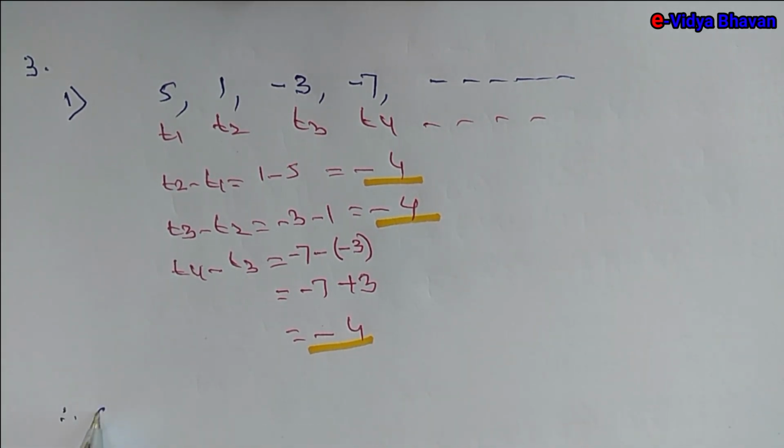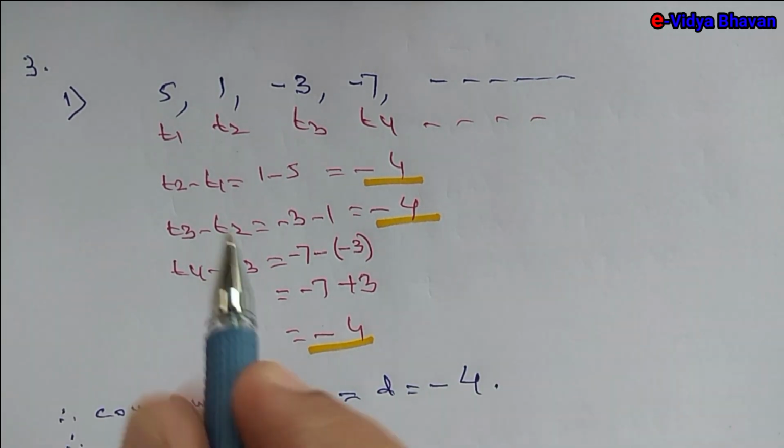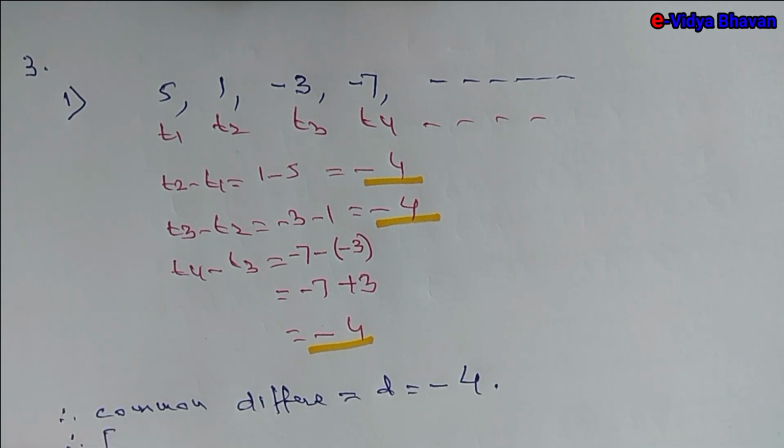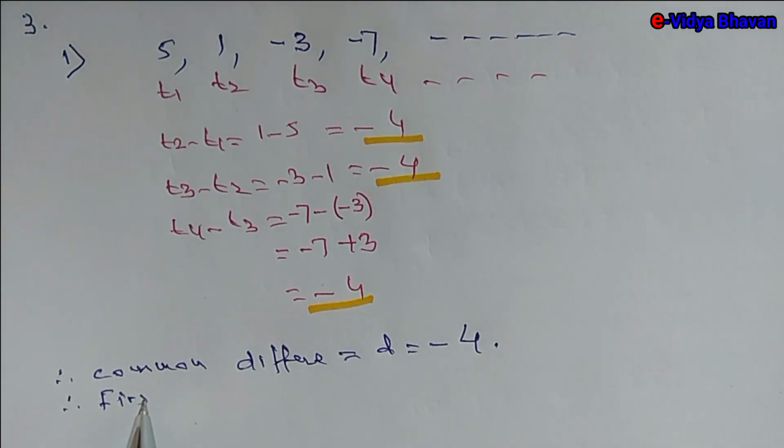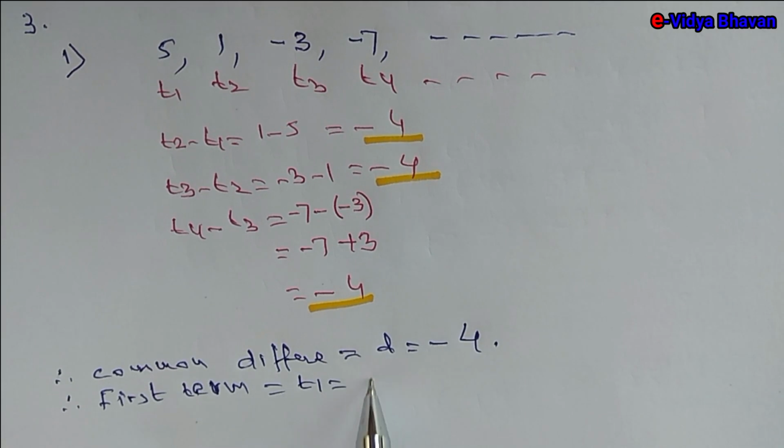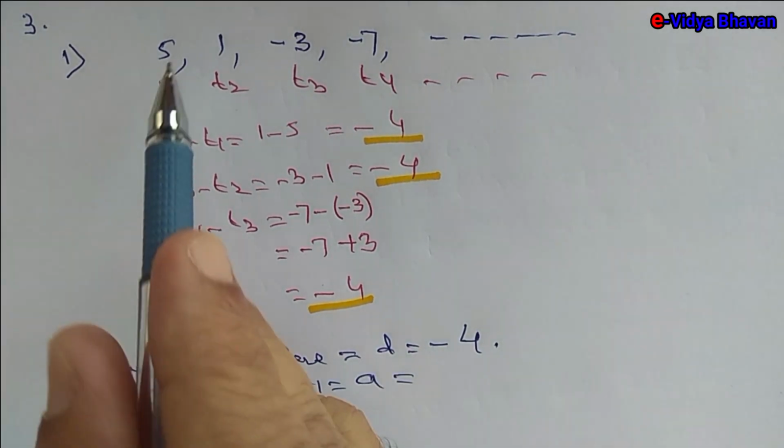Therefore I can write common difference D is equal to minus 4. Also we can say what is the first term? The first term is T1 is equal to A is equal to 5.